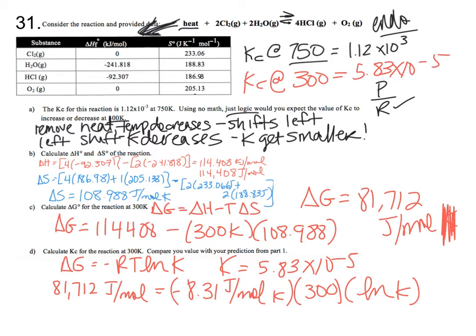Did it decrease as we predicted? Yay, it did, right? We said that K would get smaller as temperature dropped. Temperature dropped, K got a lot smaller. So it looks like we are logical people. That's awesome.